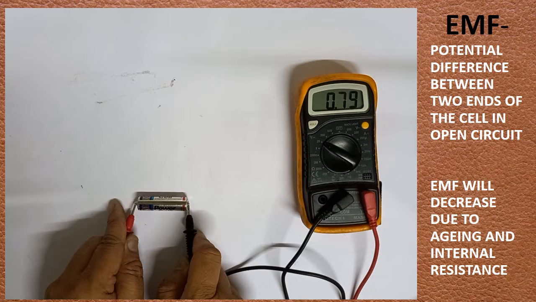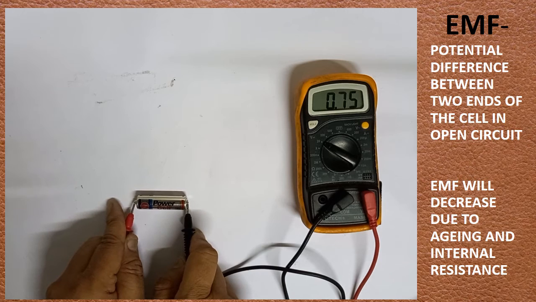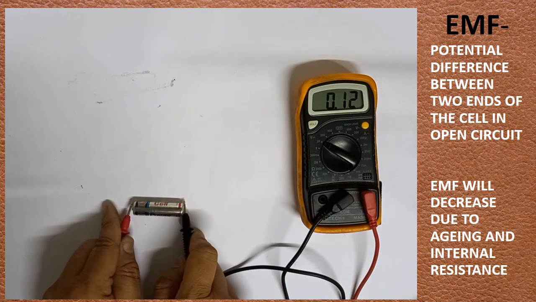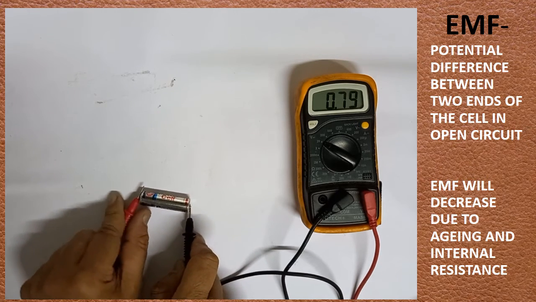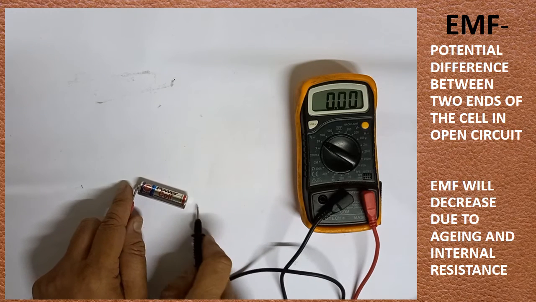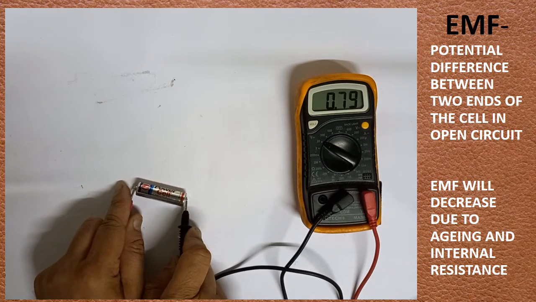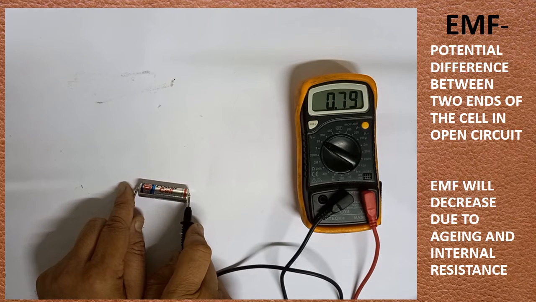Are you clear? The electrolyte which is stored within the cell almost becomes dried. That's why they are all called dry cells. Inside, ammonium chloride pulp is filled. If the ammonium chloride pulp becomes dried, what will happen? The chemical actions will be stopped. So automatically the EMF of the cell also will become very low. Here the EMF of the cell is 0.79 volt. This cell also has lost its life.